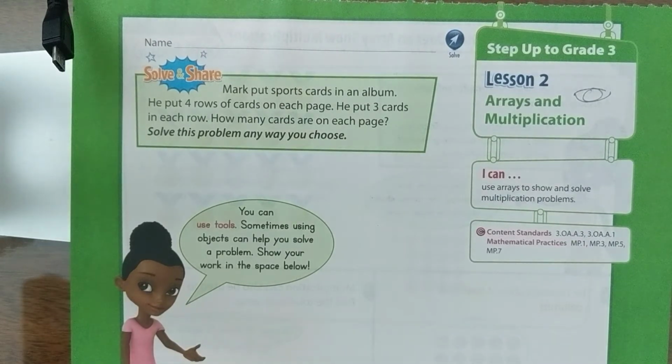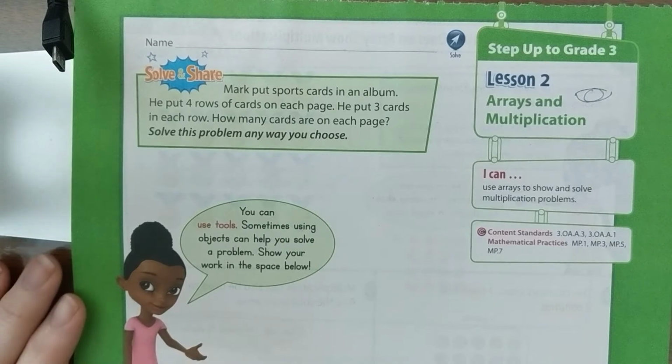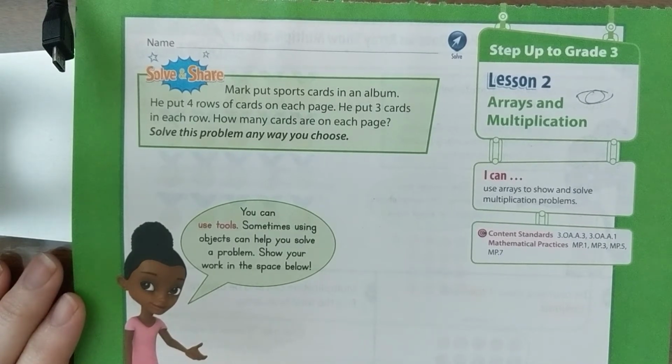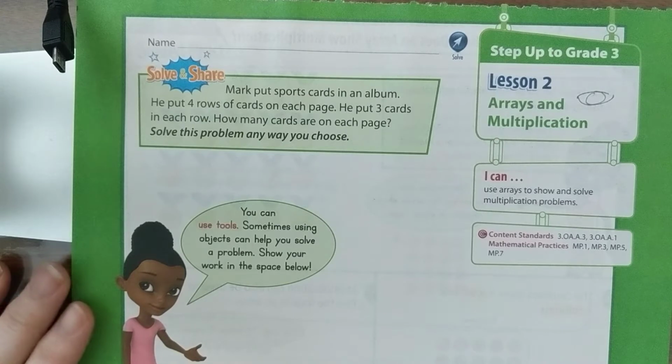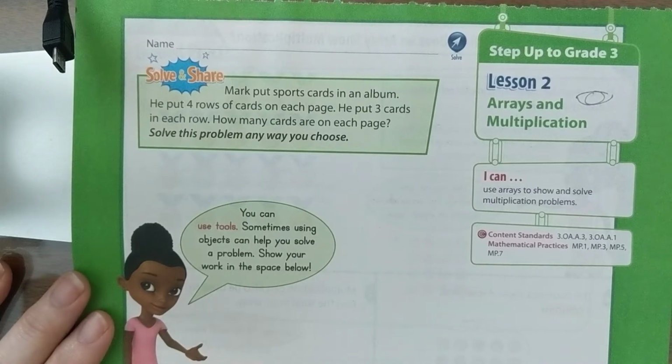Mark puts sports cards in an album. He puts 4 rows of cards on each page. He put 3 cards in each row. How many cards are on each page? Solve this problem any way you choose. So we are going to draw an array now.